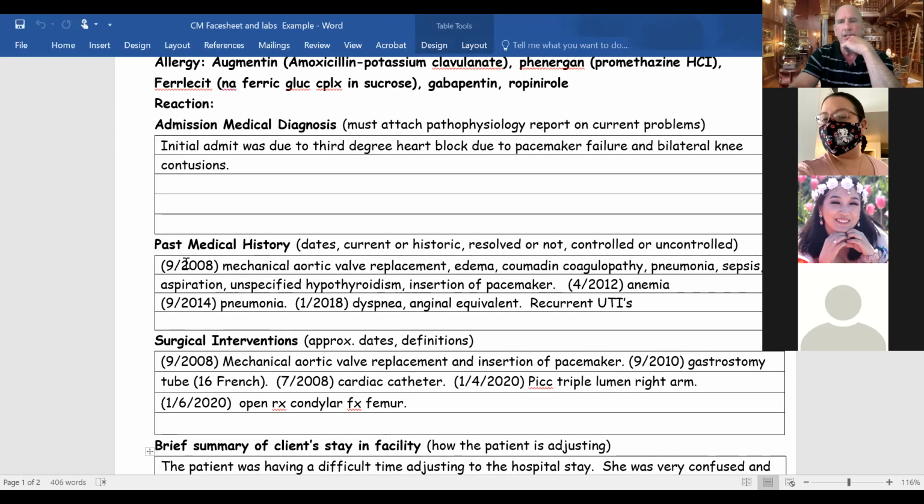Because the doctors will write you a little story. They'll tell you, patient was at home, fell down, fractured left hip, whatever. They give you a nice little story. So that's a good place to get your admission medical diagnosis.